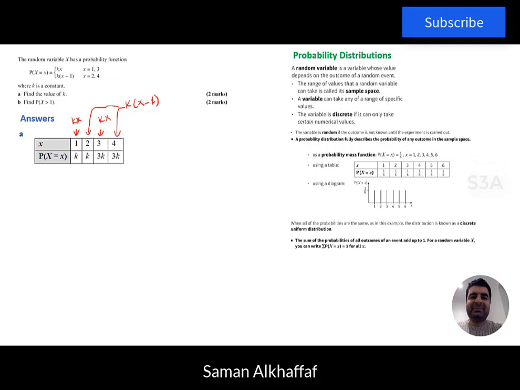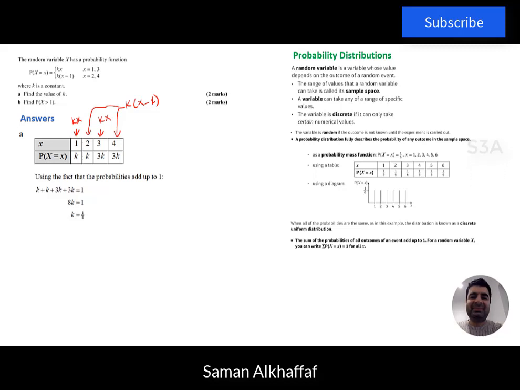To find the value of k, we will add all the probabilities and equate them to 1. So that will give us k plus k plus 3k plus 3k equal 1, and then that would give us 8k equal 1, and then the value of k in this scenario will be 1 over 8.